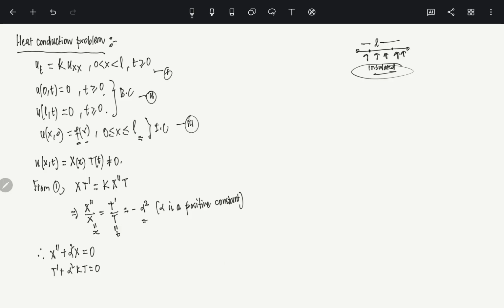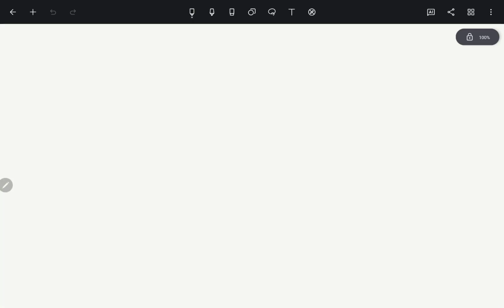And t prime plus alpha square kt equals to 0, right? And what are the boundary conditions? If you look at the boundary conditions, u of 0 t, again it's exactly the same thing, u of 0 t equals to u of L t equals to 0. So this will actually imply that x at the point 0 equals x at the point L equals 0. So if we put that in this equation, what do you get? Let me do it in the next page. Therefore, what is our equation then?